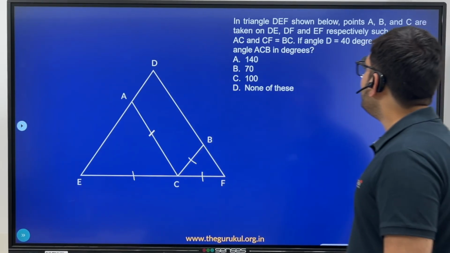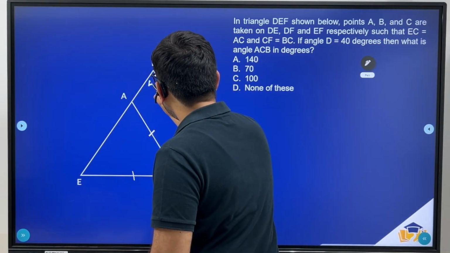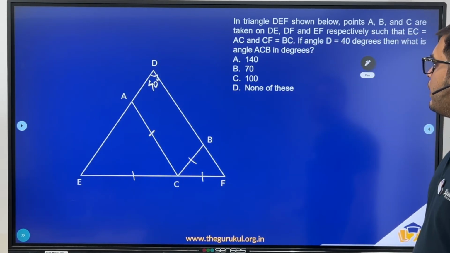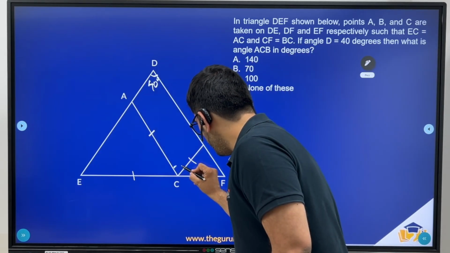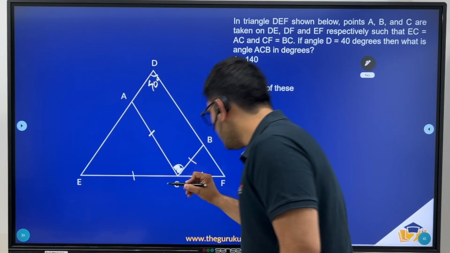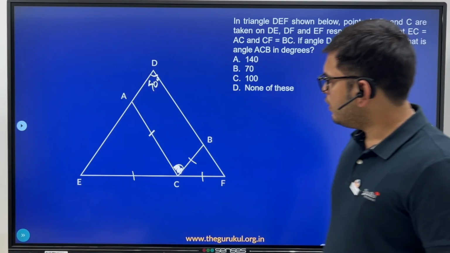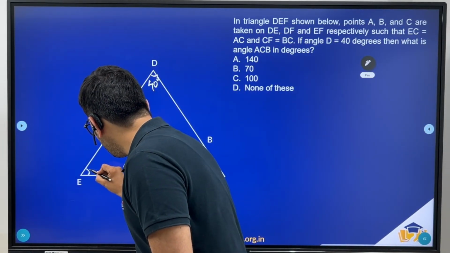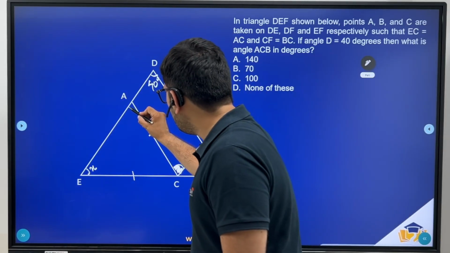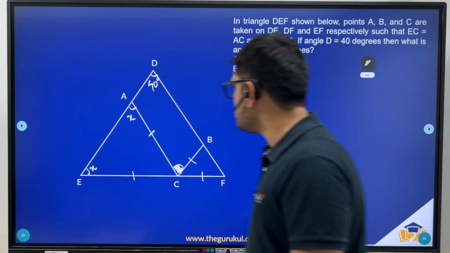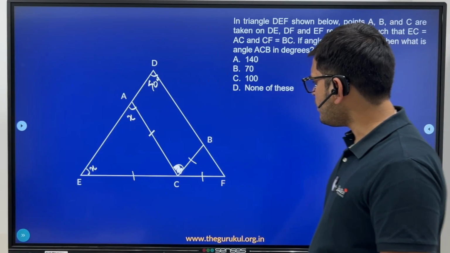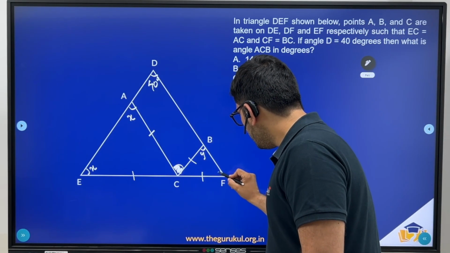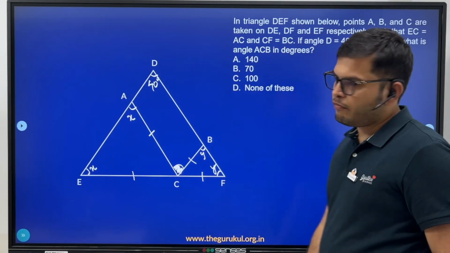Now if angle D is 40 degrees, now if this is 40 degrees, what was asked? We are asked to find angle ACD. We are asked to find the measure of this angle, right? Now let's apply the same property. If I consider this to be angle X, this should also be angle X, right? And if I consider this as angle Y, this should also be angle Y.